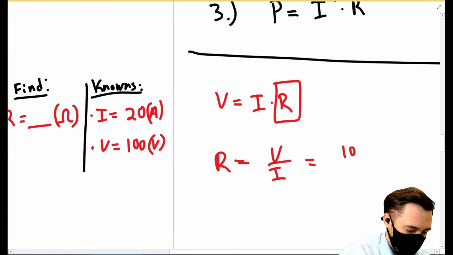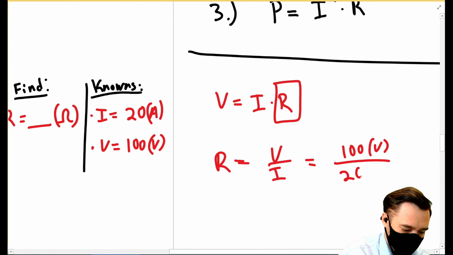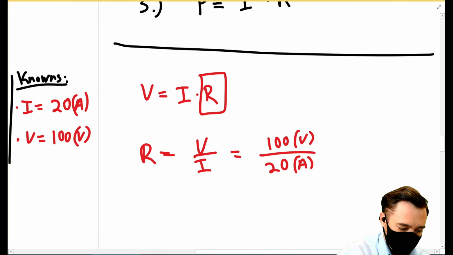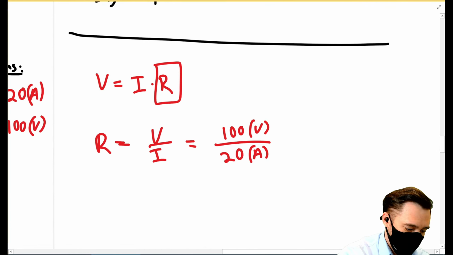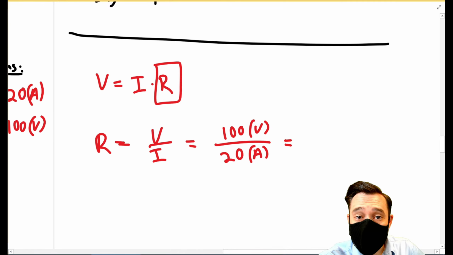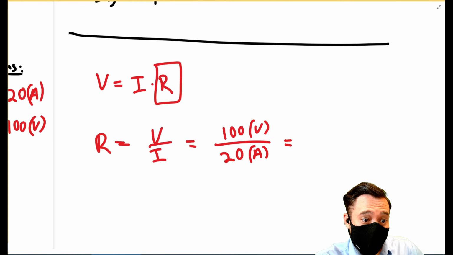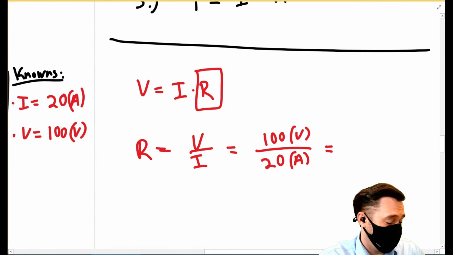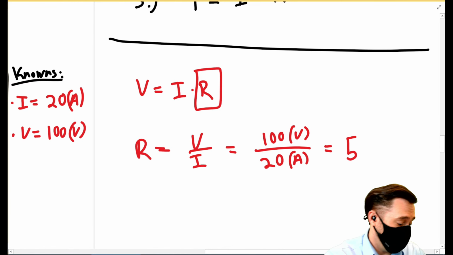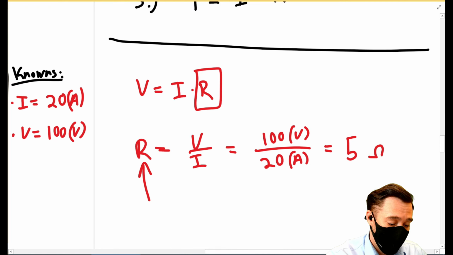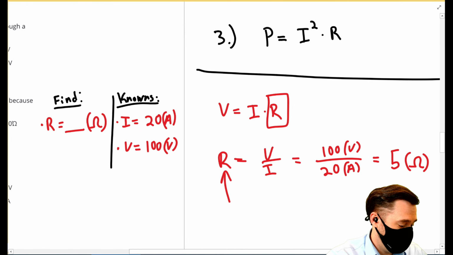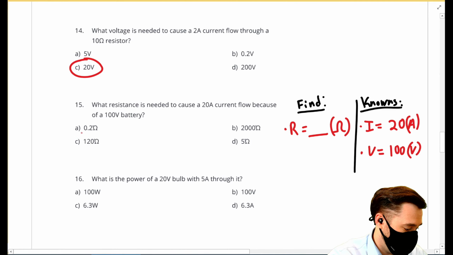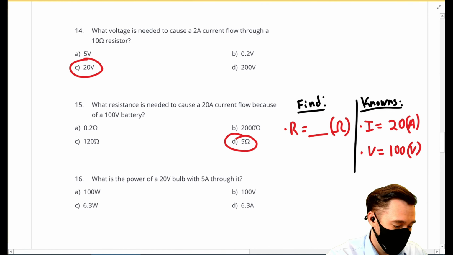My voltage is 100 volts. My current is 20 amps. So 100 divided by 20, I get what? Okay. Yes, 5. And because it's resistance, this is going to be 5 ohms. All right, so 5 ohms. There we go.